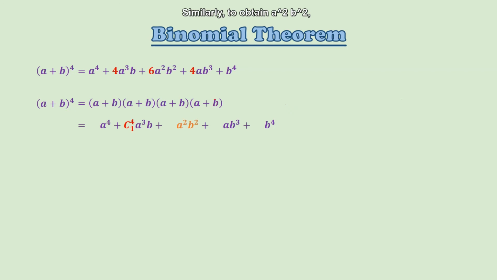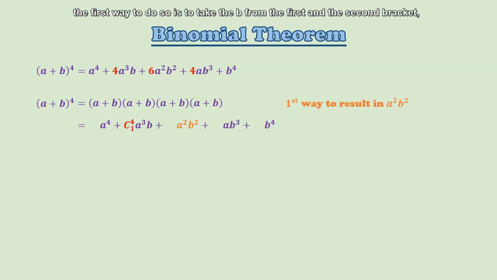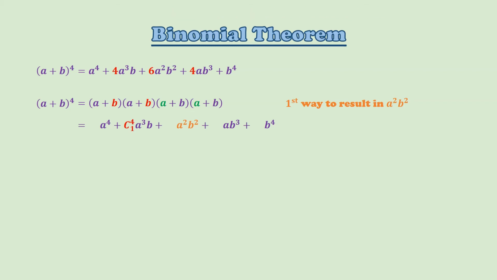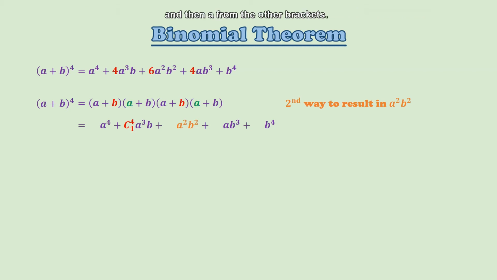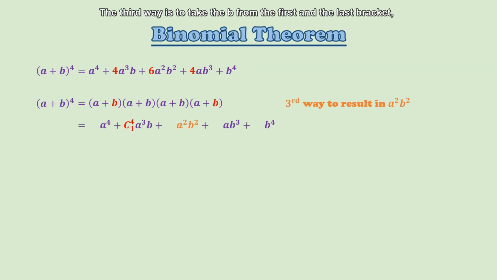Similarly, to obtain the a^2 b^2, the first way to do so is to take the b's from the first and the second bracket, and then we multiply the a's in the third and the fourth bracket. And the second way to do so is to take the b from the first and the third bracket and the a from the other brackets. The third way is to take the b's from the first and the last bracket and then the a's from the other brackets.